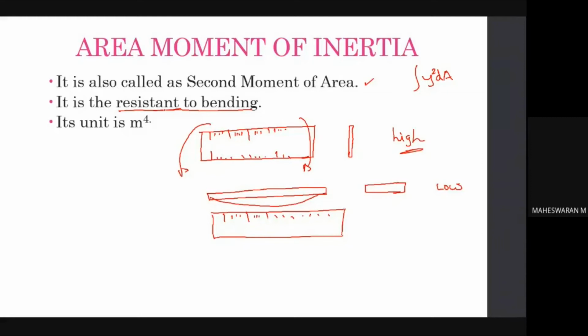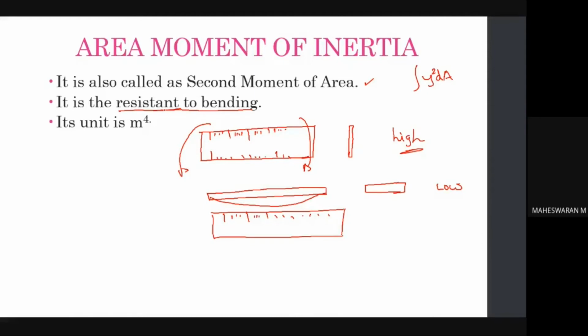So that is the main purpose of this moment of inertia, right? Actually, we call this area moment of inertia, because whenever we say moment of inertia, they will always prefer mass moment of inertia, which is different. But now what we are talking about is area moment of inertia, right? The higher the area moment of inertia, the higher the resistance to bending.